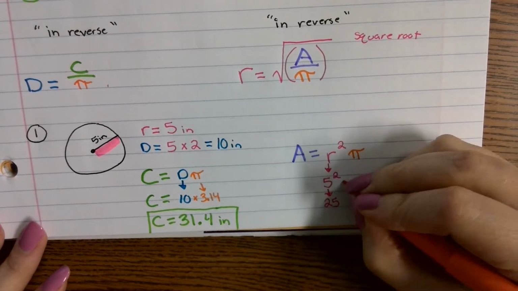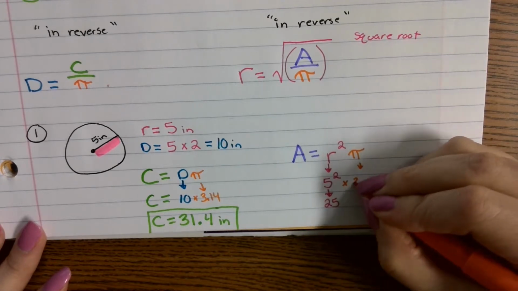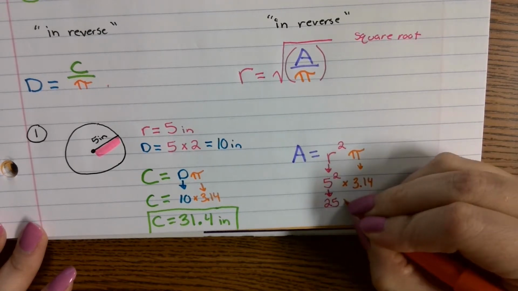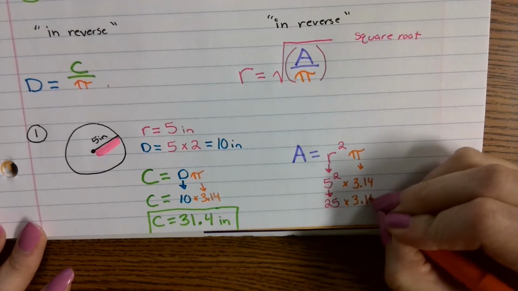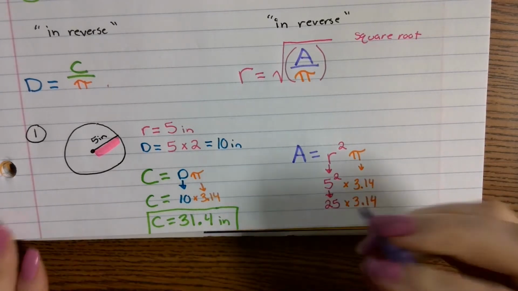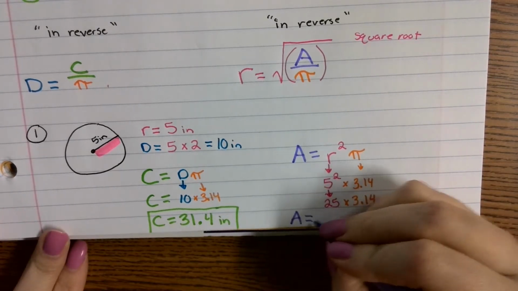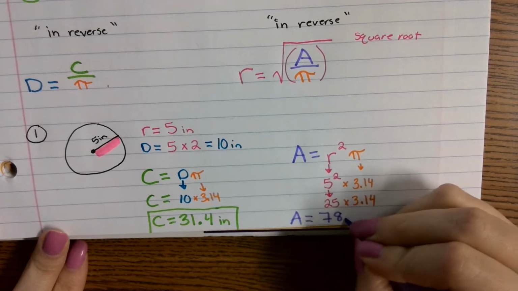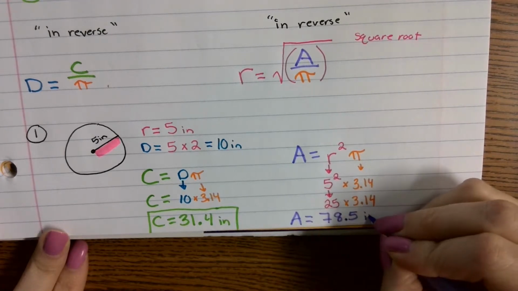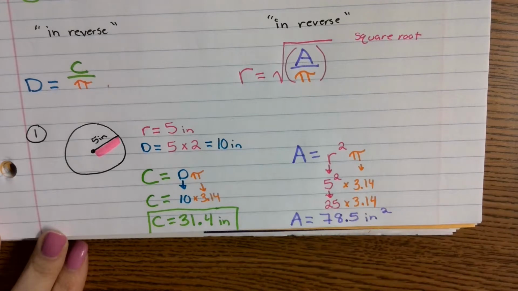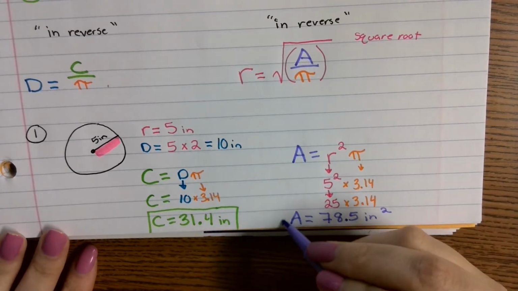So basically, we're taking 25 and multiplying it by 3.14. So 25 times 3.14 is going to give me 78.5. And that is inches squared. Remember, area is squared.